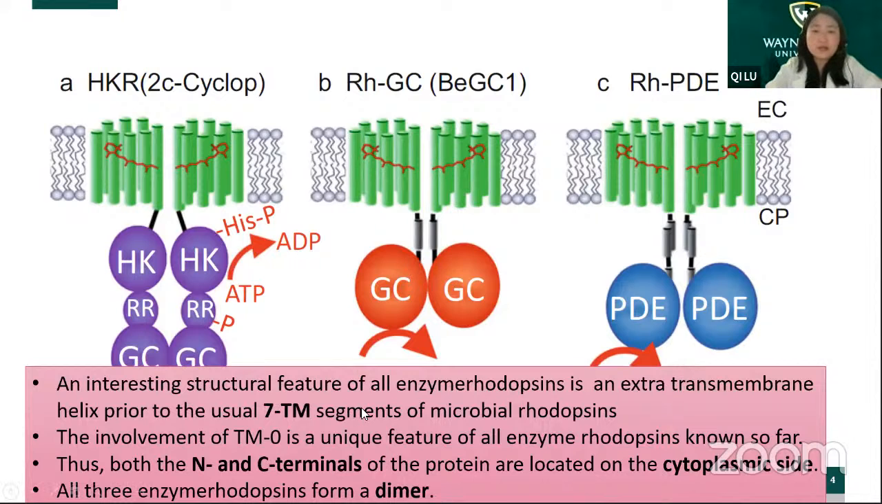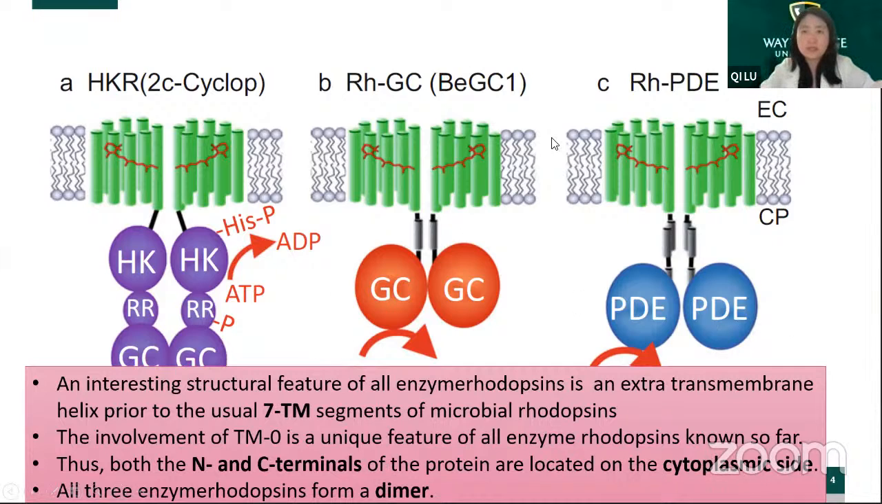One thing in the structure is that the seven transmembrane segments are quite similar to and shared with other pump or channel rhodopsins, but these involve an additional transmembrane helix numbered 0. It's a very unique feature of all enzyme rhodopsins known so far. We already know that in other pumps the N-terminus is extracellular and the C-terminus is intracellular. However, with transmembrane 0, adding a new transmembrane, these rhodopsins cross the membrane one more time, and this makes both their N-terminus and C-terminus located on the cytoplasmic side.